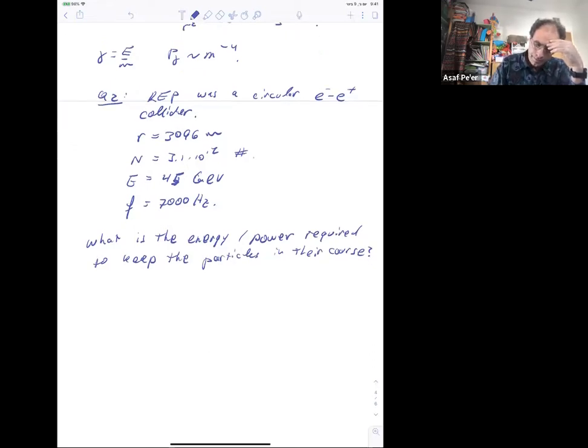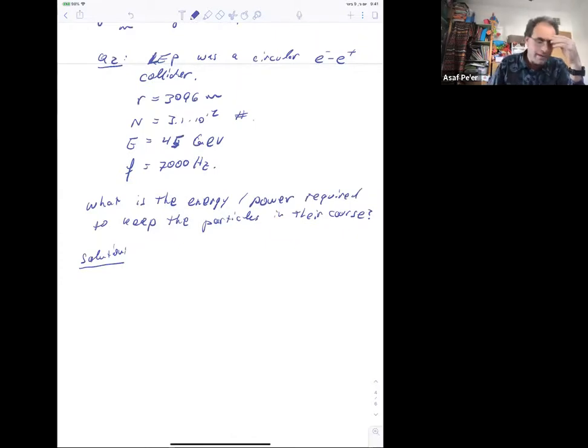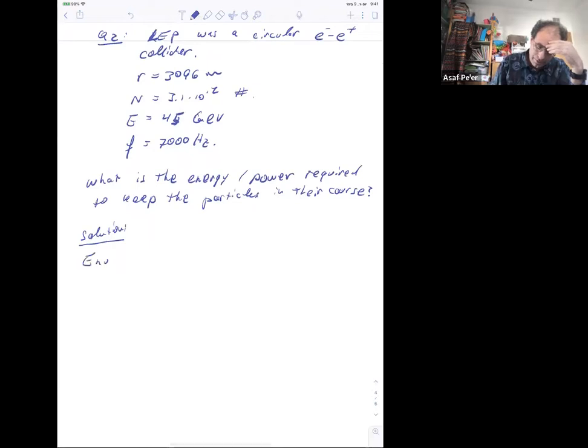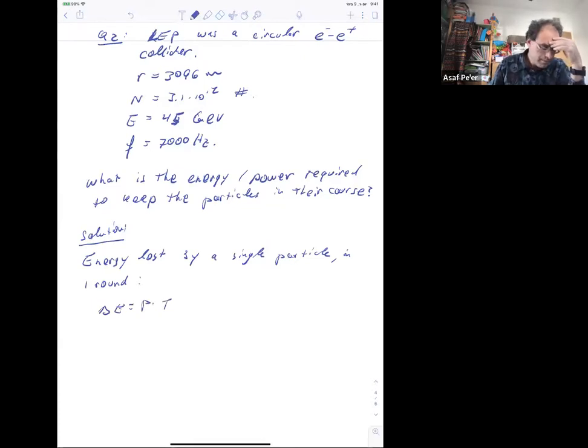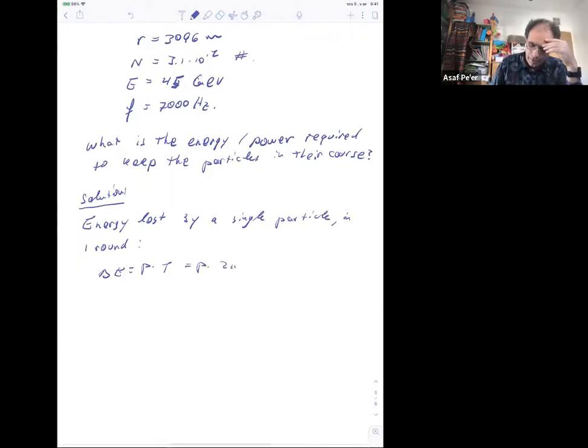So the solution, LEP. The energy lost by a single particle in one round, delta E, is P times T. So it's P times 2 pi R over beta C.